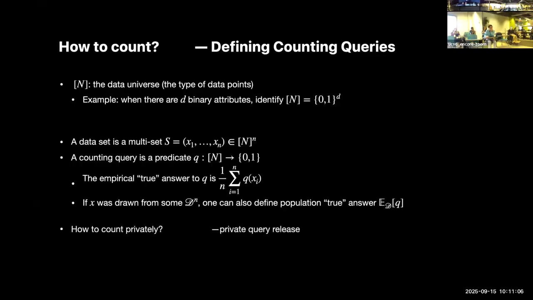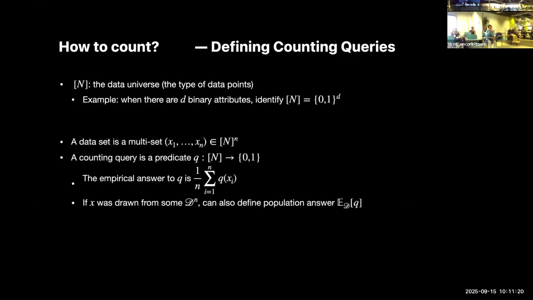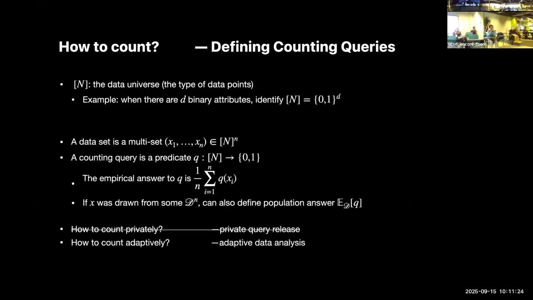The paper was studying two questions. First, how to count privately, which is known in the literature as private query release, and how to count adaptively, which is adaptive data analysis. Again, for this talk, we're just going to skip the first part and mainly focus on the second part, adaptive data analysis.